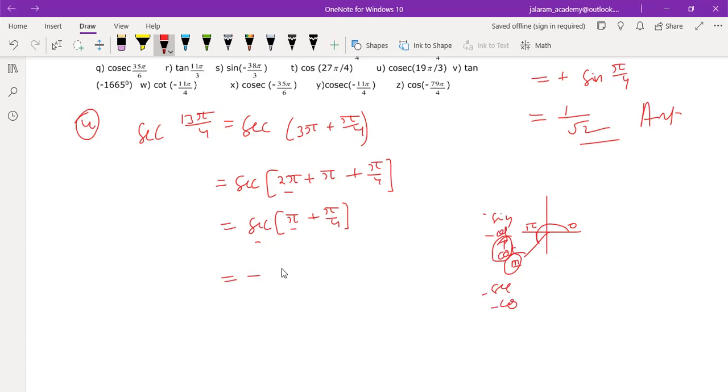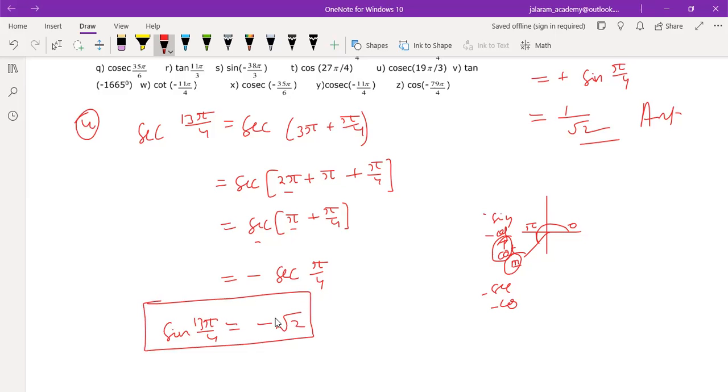Minus, pi is a non-changer. So write sec pi by 4. Now the value of sec pi by 4 is root 2. So the value of minus sec pi by 4 will be minus root 2. So the value of this sec 13 pi by 4 is equal to minus root 2.